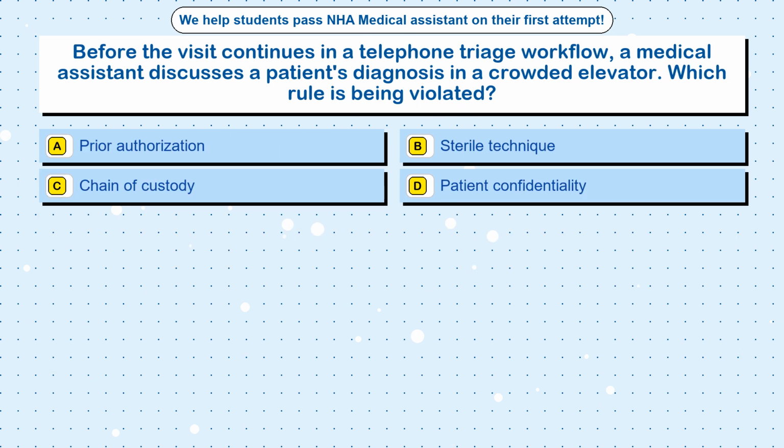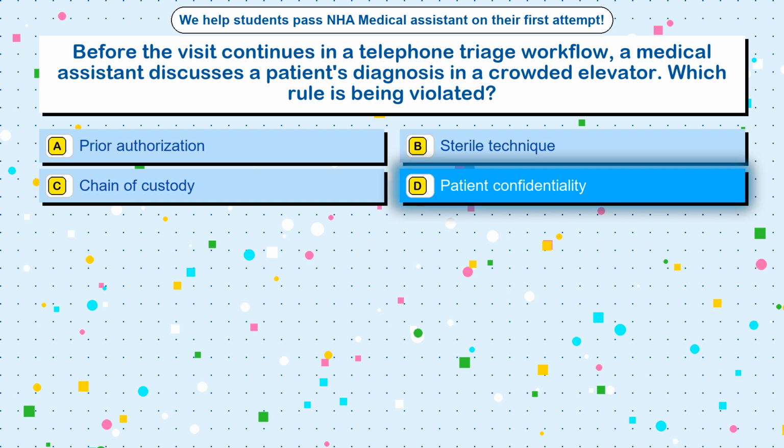Question 15. Before the visit continues in a telephone triage workflow, a medical assistant discusses a patient's diagnosis in a crowded elevator. Which rule is being violated? Option A, prior authorization. Option B, sterile technique. Option C, chain of custody. Option D, patient confidentiality. The correct answer is option D, patient confidentiality.